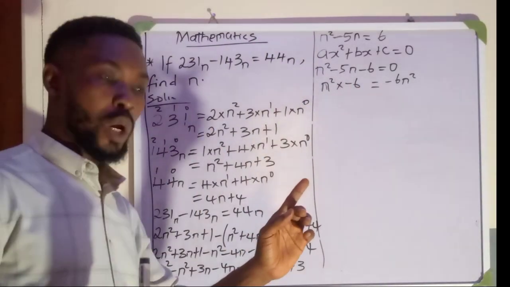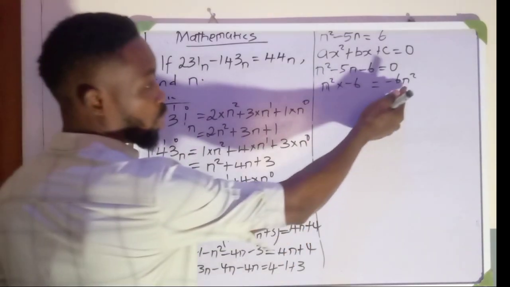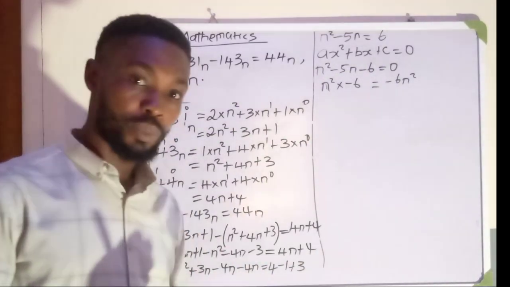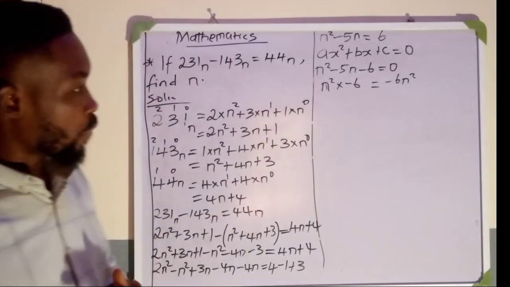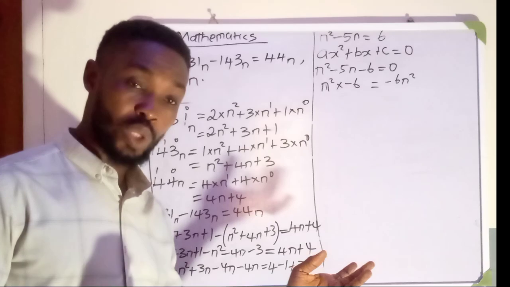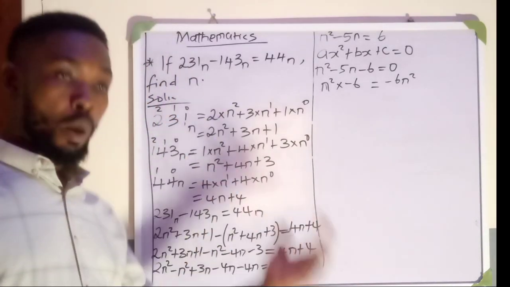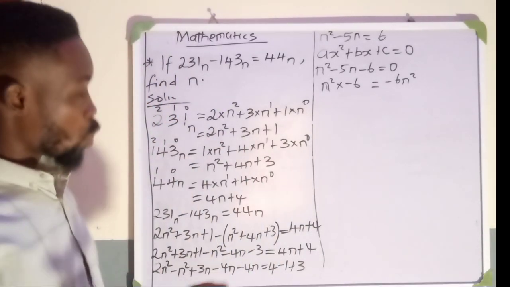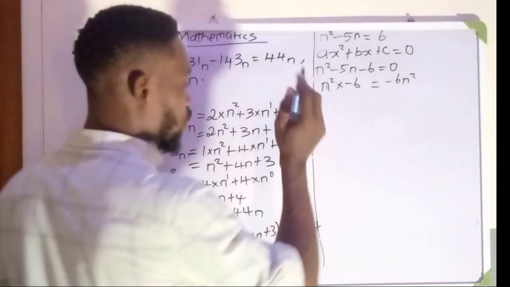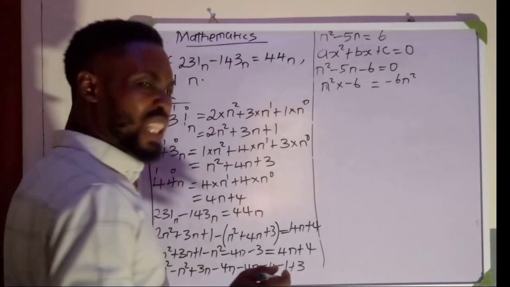For the product to be minus 6n squared, it means that one of them should be plus and one of them should be minus. Is there any way we can combine plus 3 and minus 2, or minus 2 and plus 3 to get minus 5? It is not possible. So let's look at another factor of 6.